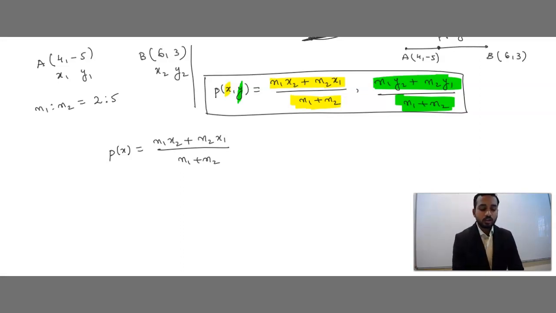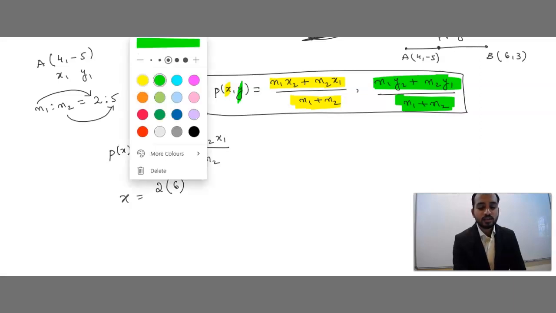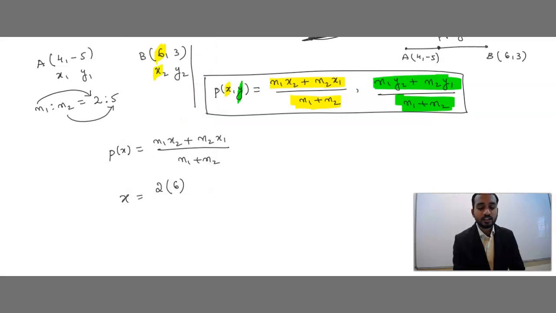Okay. So here p of x comma y, that's nothing but x. What is the value of m1? We can see here m1 is 2 and m2 is 5. Correct. So m1 is 2. What is x2? That is 6. Next, plus m2, which is 5, into x1. How much is x1? That is 4. Divided by m1 plus m2.